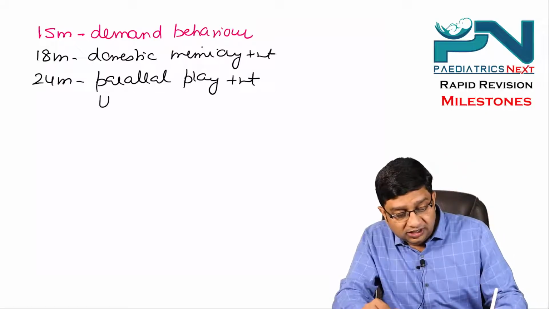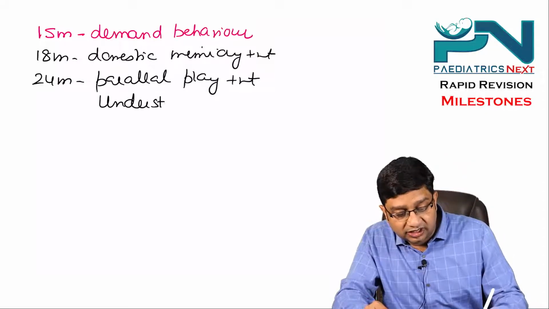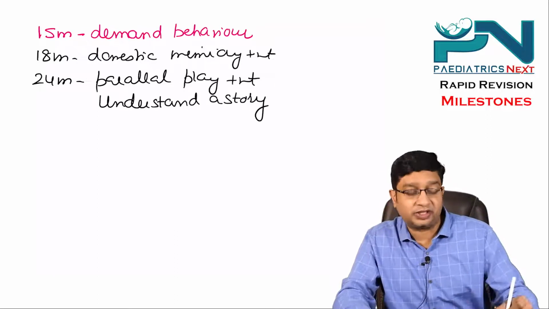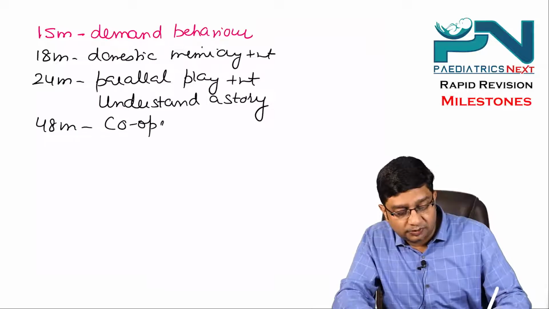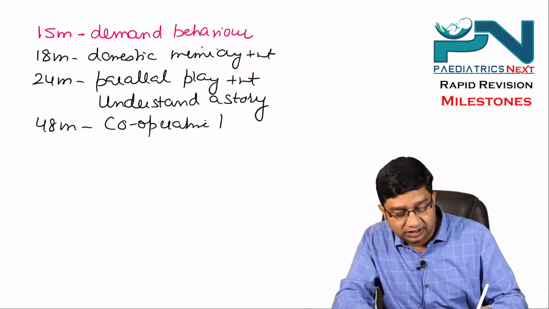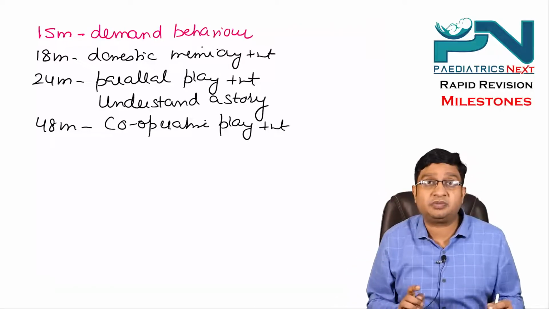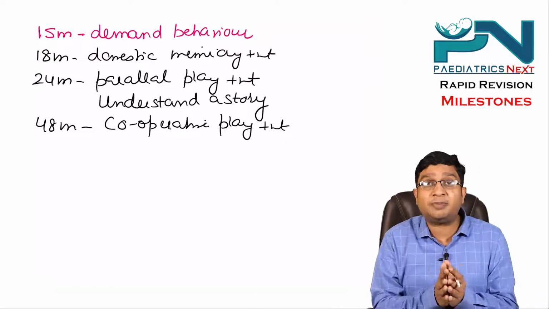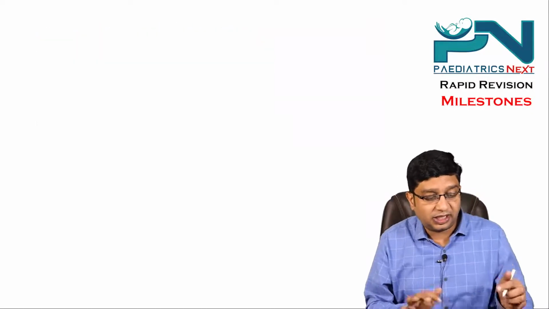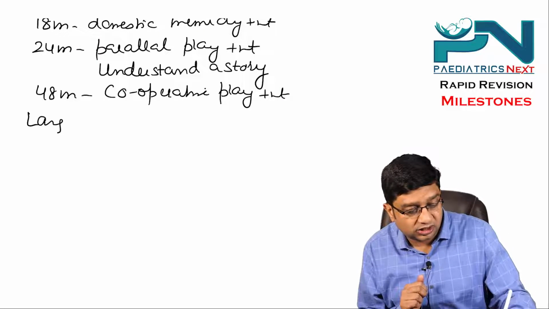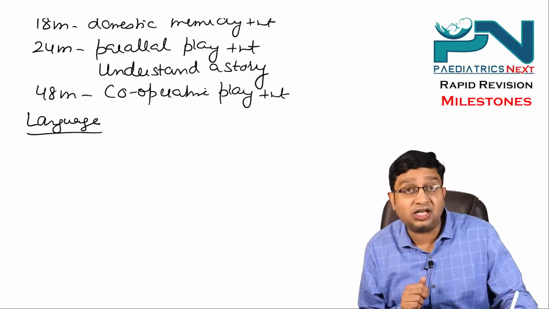And at 24 months, the child can understand a story. Right? And at 48 months, just remember there is cooperative play present. That means two children can play sharing the same thing at the age of 48 months. So this is just a quick recap of the very important milestones, personal and social development, and lastly, the milestones in the language.